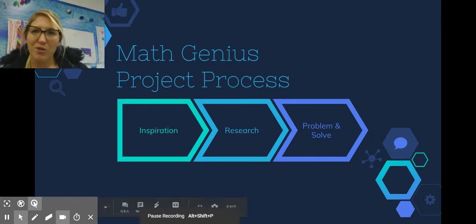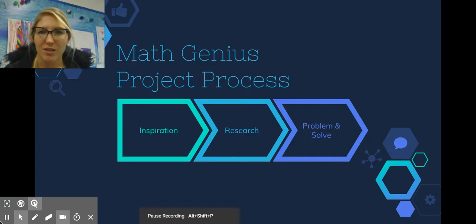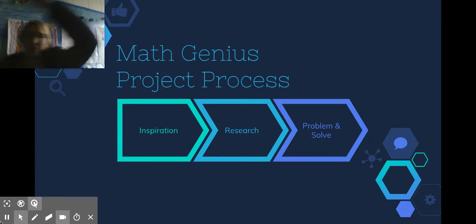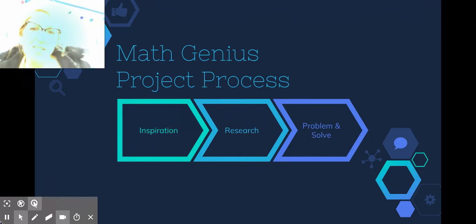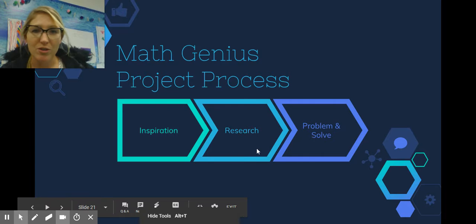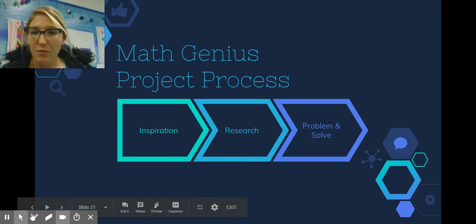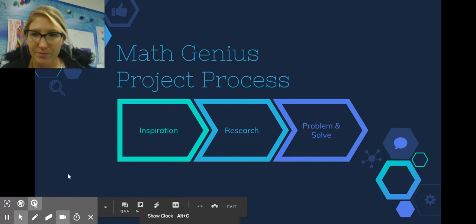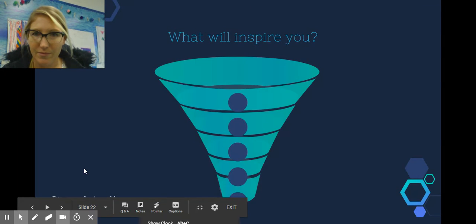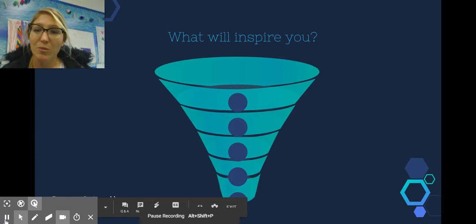All right, so you've got the basics of the Math Genius Project. Part of the project is getting inspired, finding that inspiration, whether it be on a general topic or a data point. Second part is to research, get some information on the topic, and step three is create a Math Genius problem, and step four is to solve it. So what will inspire you?